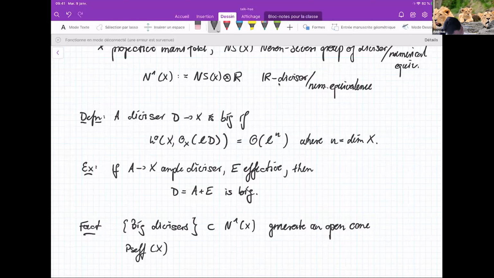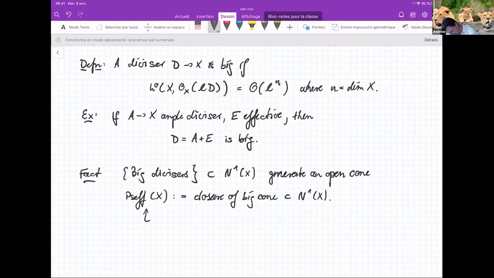Okay, so I take this closure, and so there you see why we needed to tensor with R to make sense of this. So this is called the pseudo-effective cone. A divisor is pseudo-effective if its class lies in this cone.